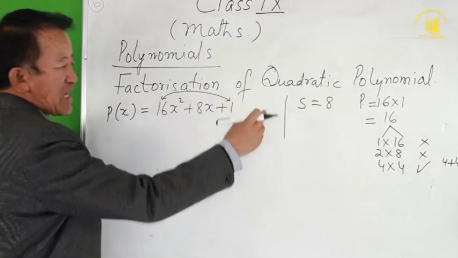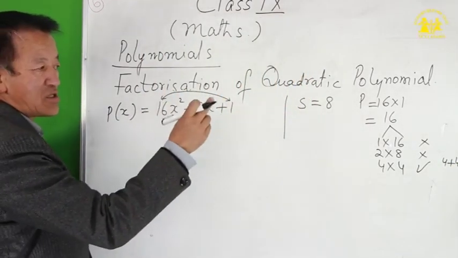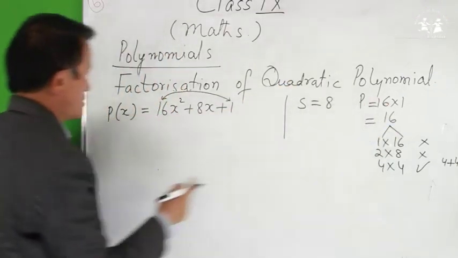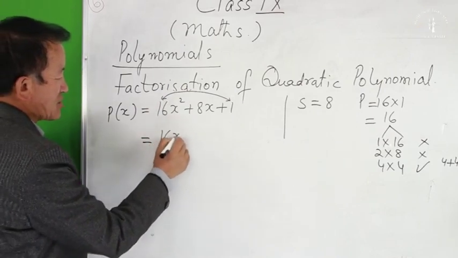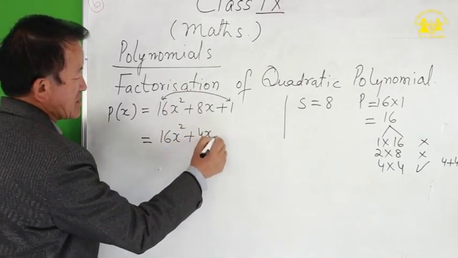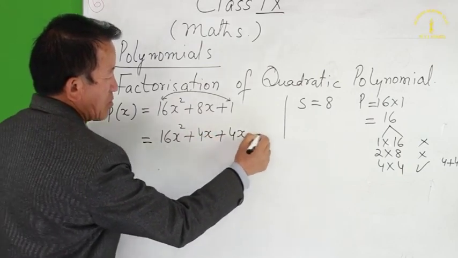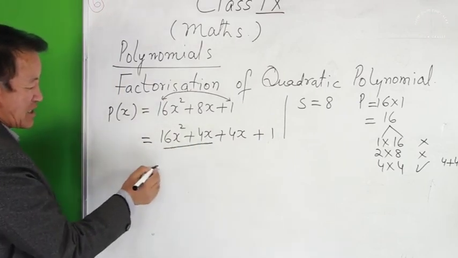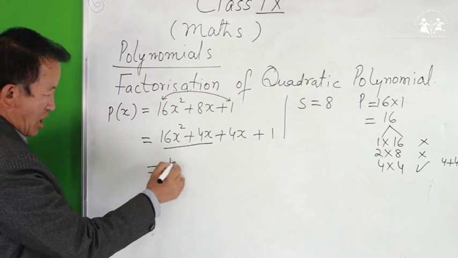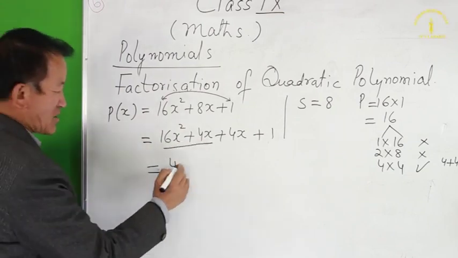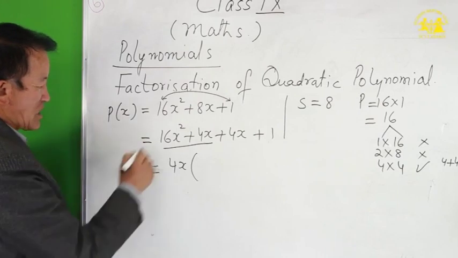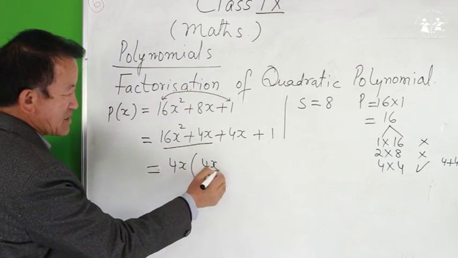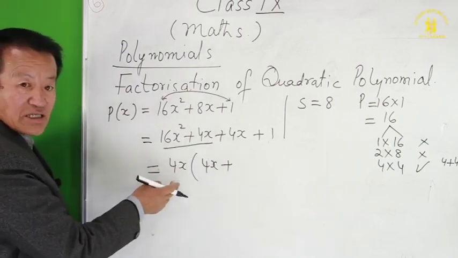So 8 can be written as 4 plus 4, which means 8x can be written as 4x plus 4x. So this is equal to 16x squared plus 4x plus 4x plus 1. The common factor in this case is that both are divisible by 4 and both have common factor x. So 4x is the common factor. 16x squared divided by 4x will be equal to 4x, plus 4x divided by 4x is plus 1.